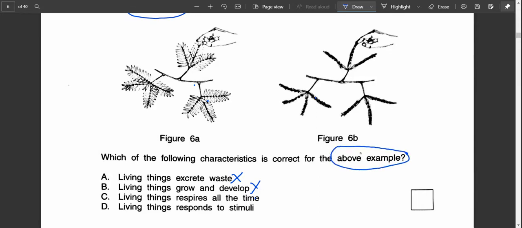So the above example is about how they respond to stimuli. Stimuli are changes in the environment. In this case, in 6a, it's not being touched, and suddenly at 6b, it's touched. So there's a change there, a sense of touch. Therefore, the answer is D.